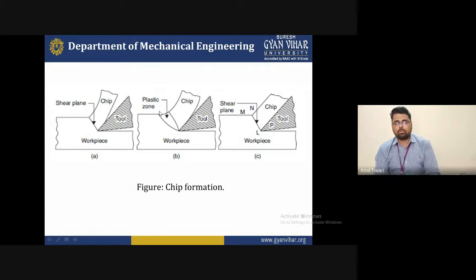Some of the chips are produced as continuous. Some of the chips are formed as discontinuous. Some of the chips are formed as continuous with built-up edge. It totally depends upon what type of forces are applied, and how much force is applied on the workpiece material. If we use a ductile material, then a continuous chip will be formed, because a ductile material has good hardness and toughness. So it is easy for the chip to form continuously. But in the case of a brittle material, the material will break, with the formation of the chip as discontinuous. So this is not required for good machinability.